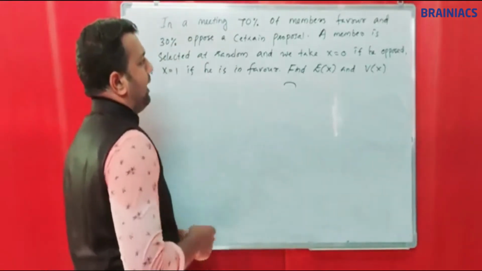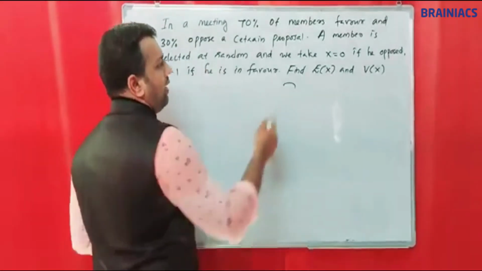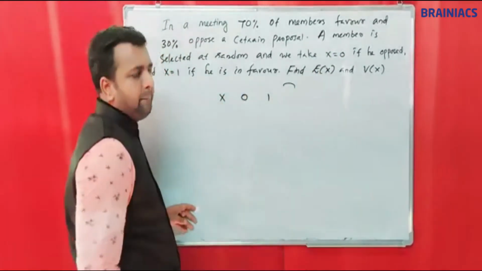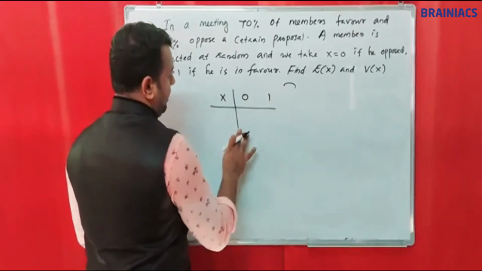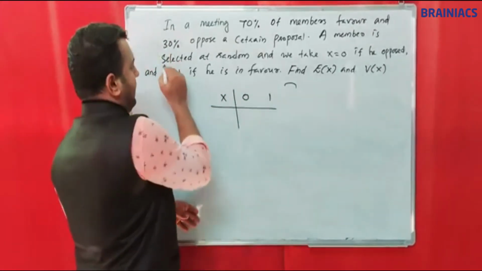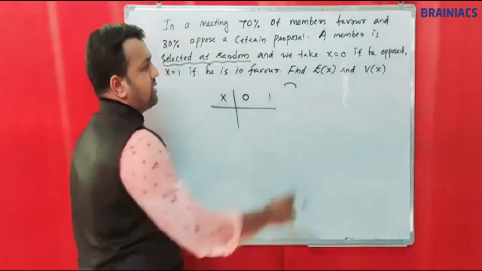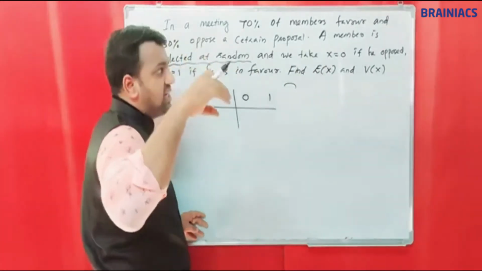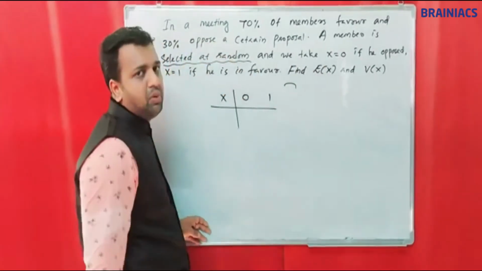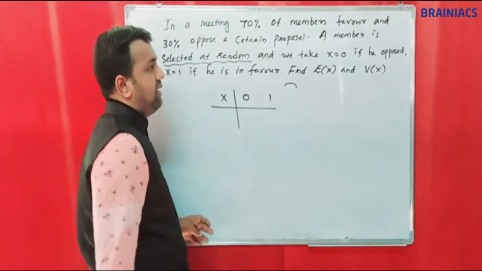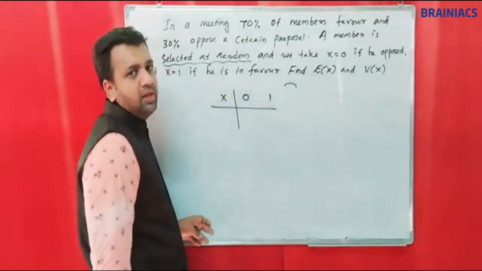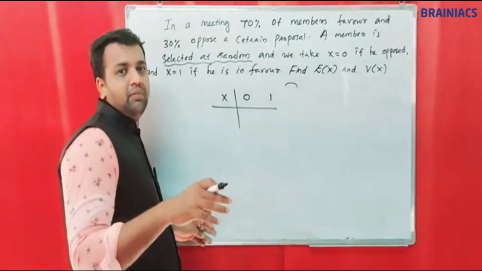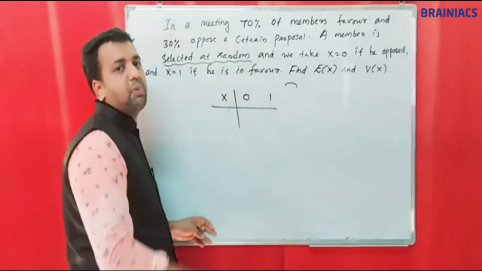Here there are two values for x which are given. X is equal to 0 and 1. So x is a random variable when a person is selected at random, and x takes the values 0 and 1 here. 0 means the person opposes the certain proposal. He is against the proposal. And x equal to 1 means he is in favor of that proposal.